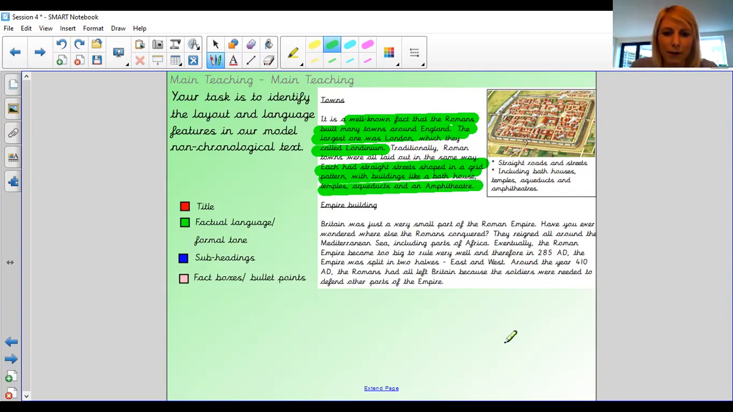Let's have a look at this second paragraph then about empire building. Britain was just a very small part of the Roman Empire. Have you ever wondered where else the Romans conquered? They reigned all around the Mediterranean Sea, including parts of Africa. I'm definitely going to highlight that. That's definitely interesting facts there.